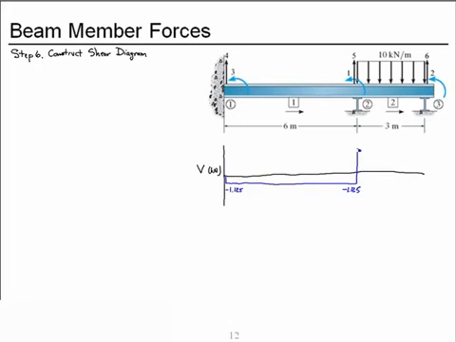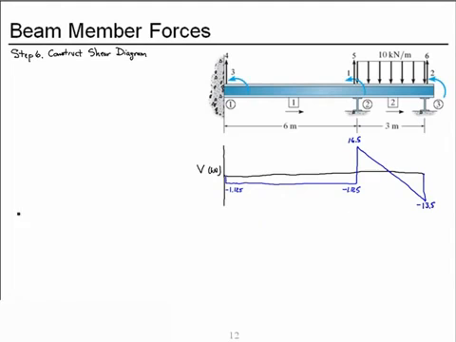So it jumps up and we should reach a positive 16.5, and it decreases till we reach a negative 13.5. In between should be linear because we have constant or uniform distributed load. And so we get a shear diagram that looks like that.